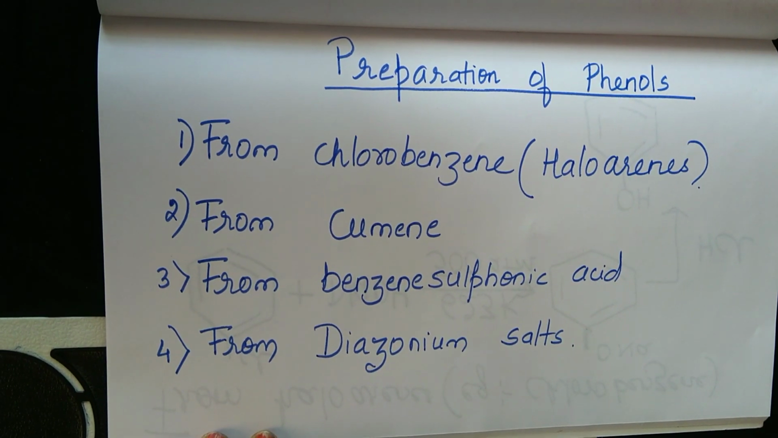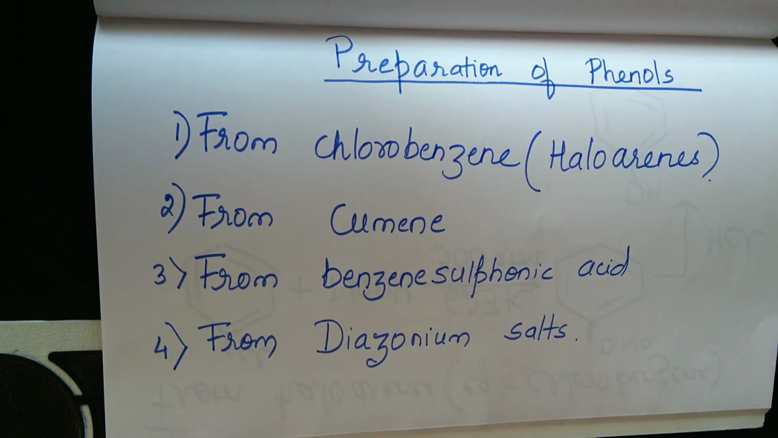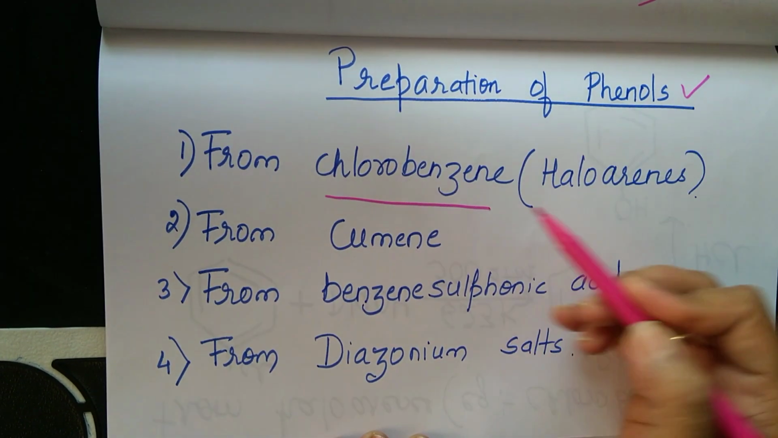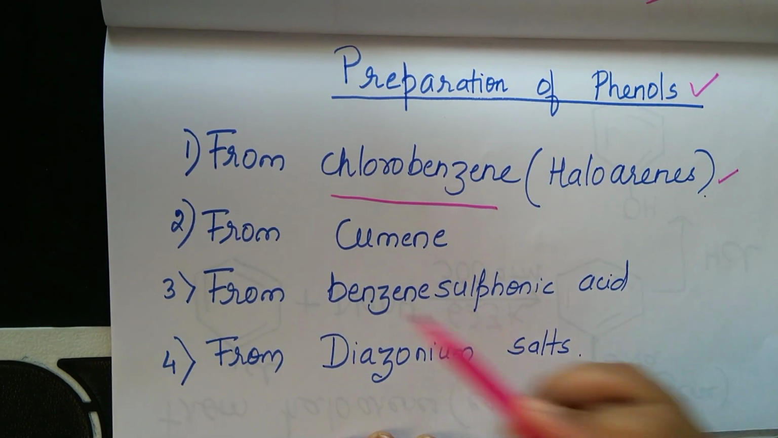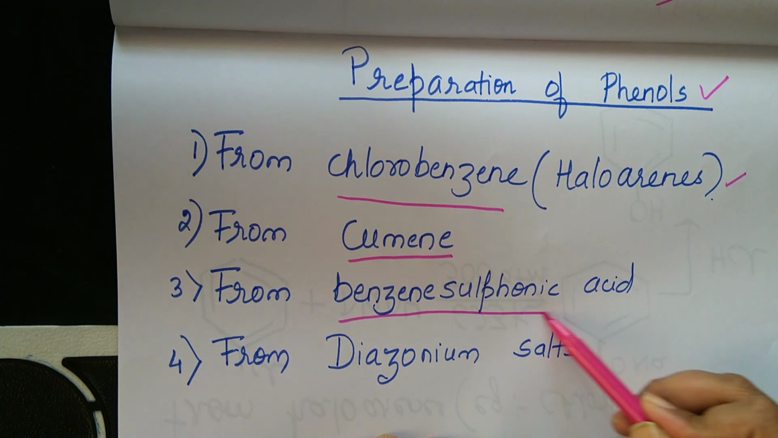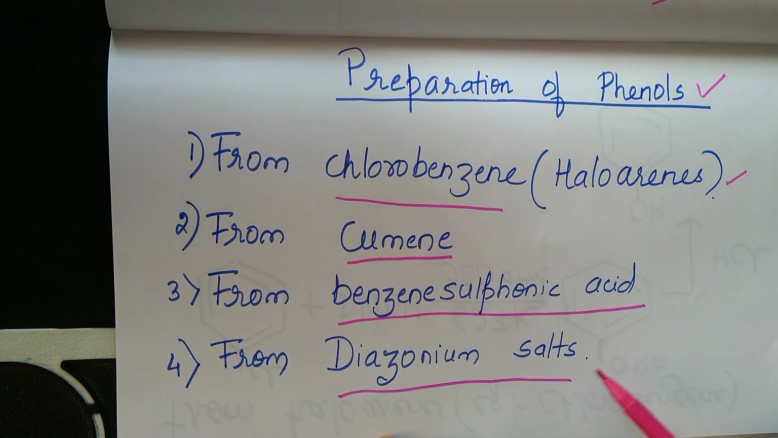In today's video, let us learn about preparation of phenols. Phenols can be prepared from chlorobenzene, an example of haloarenes, from cumene, from benzene sulfonic acid, and from diazonium salts.